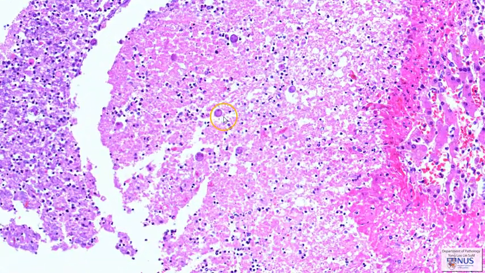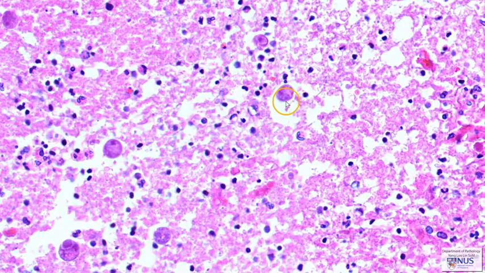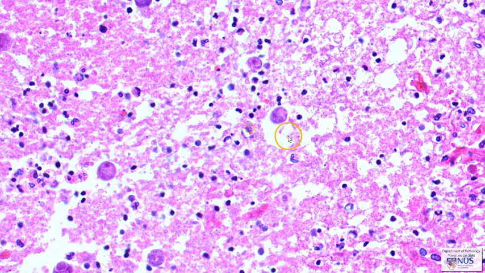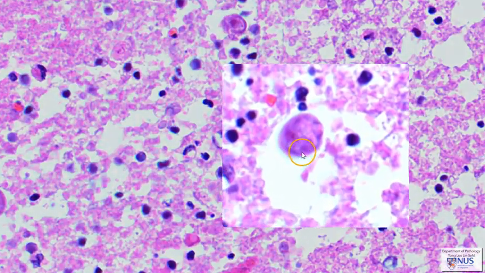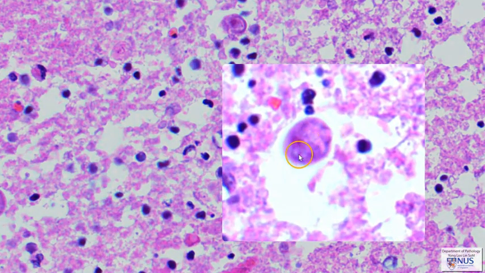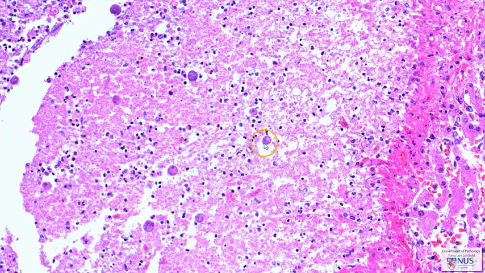we can see that there are some of these rounded to oval structures. They are actually quite degenerate here, and these are the amoebic organisms. If we look carefully into this one, we can see that there is an eccentric round nucleus, and we can see this little shadow which is reddish in color, and this is an ingested red blood cell. These organisms are about the same size as macrophages.